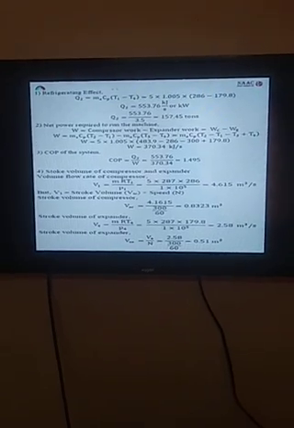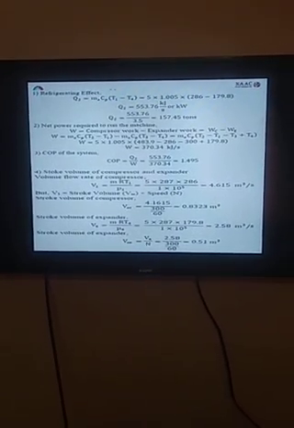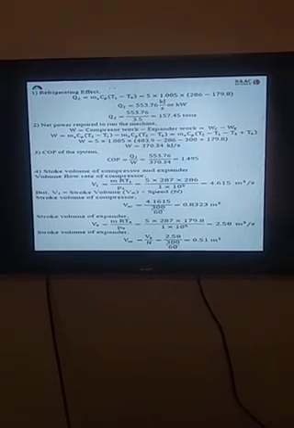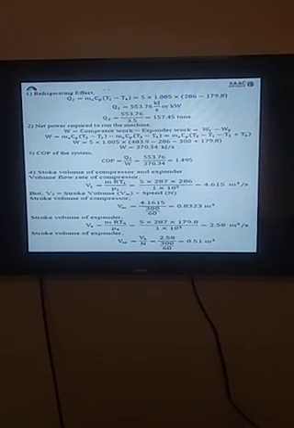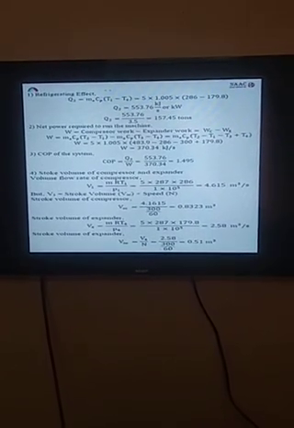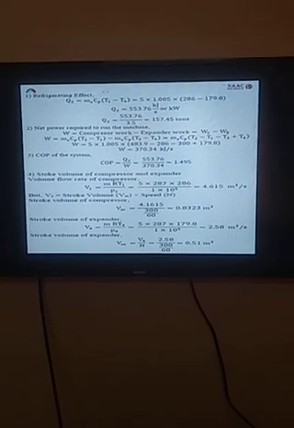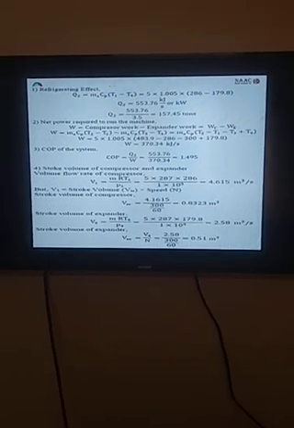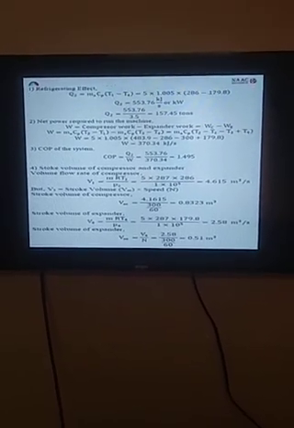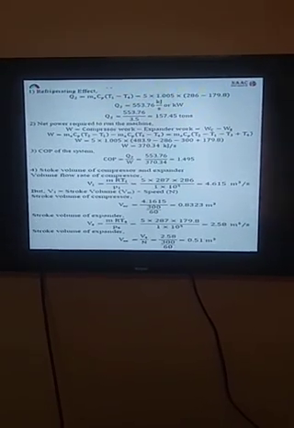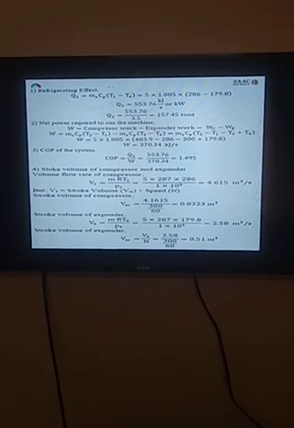The refrigerating effect is calculated as Q2 equal to m suffix a, mass of air, into specific heat of air, into bracket T1 minus T4. The mass of air is given as 5, the Cp value is 1.005, the temperature T1 value is 286, and the T4 value which we calculated is 179.8. After substituting all these values, we get Q2 as 553.76 kilojoule per second. That kilojoule per second is nothing but kilowatt.